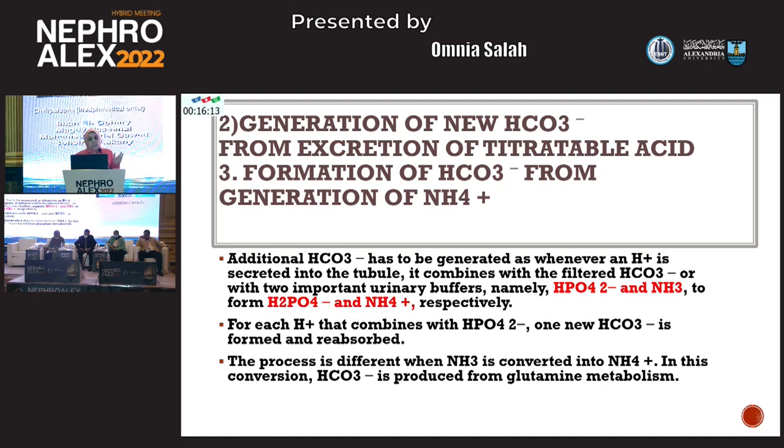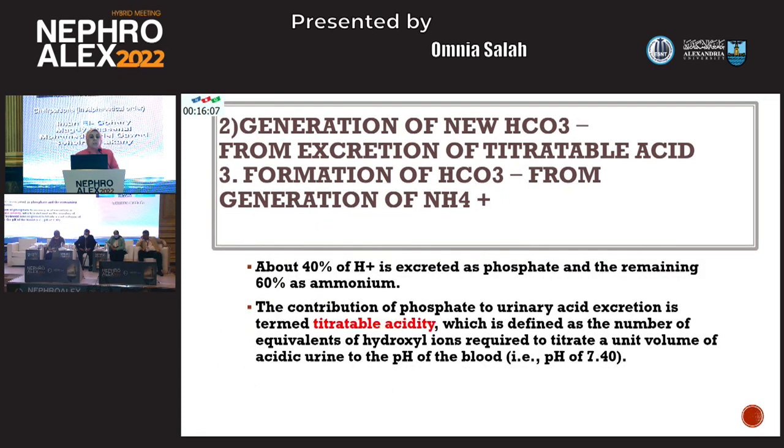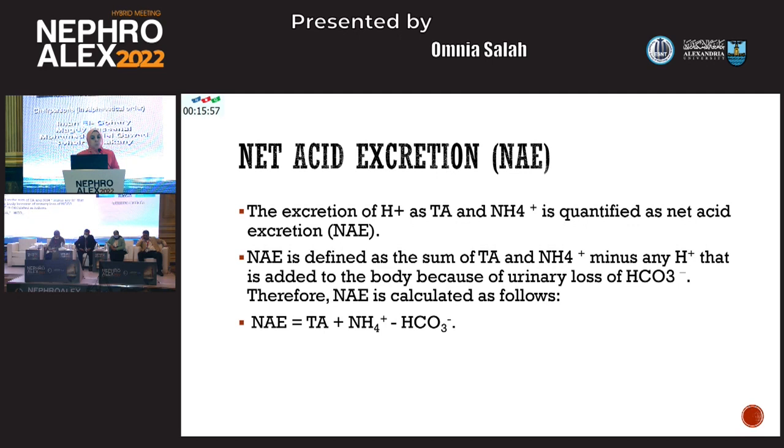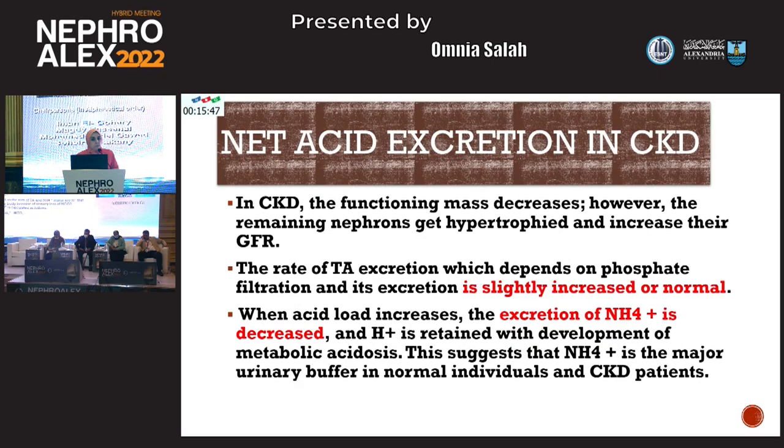The process is slightly different with ammonia. When the ammonia is converted to ammonium, new bicarb is formed through glutamine metabolism. So to sum up, about hydrogen ions, 40% is excreted through phosphate, which is known as the titratable acidity, and the remaining 60% as ammonium. Now, what is the net acid excretion? Net acid excretion is defined as the sum of titratable acid plus ammonium minus any filtered bicarb in urine.